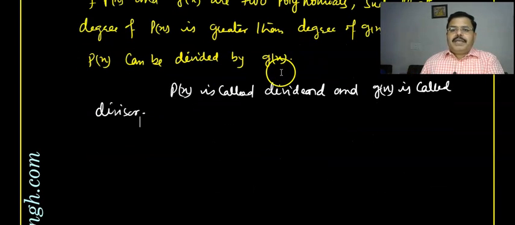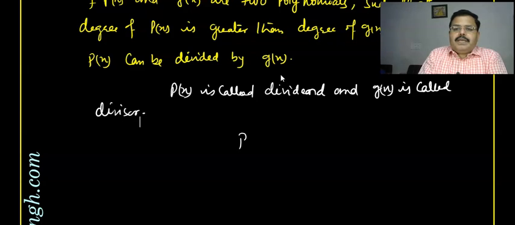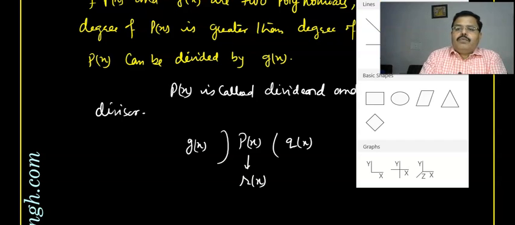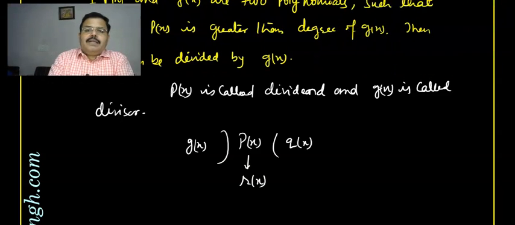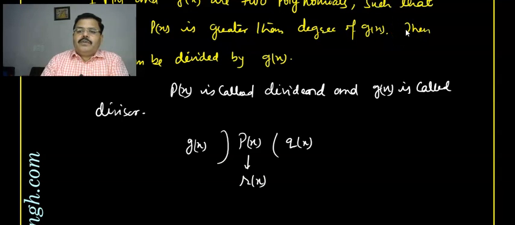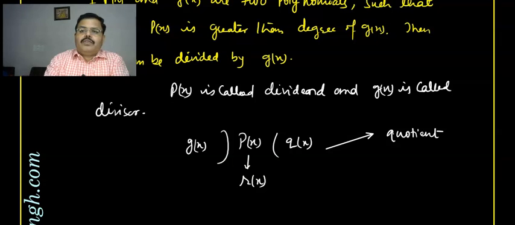Now, if you divide P(x) by some G(x), then there must be some quotient. This is called the divisor. The function that comes here is called the quotient function, and what is left here is called the remainder function. So in this case, Q(x) is called the quotient, and this one is called the remainder function.